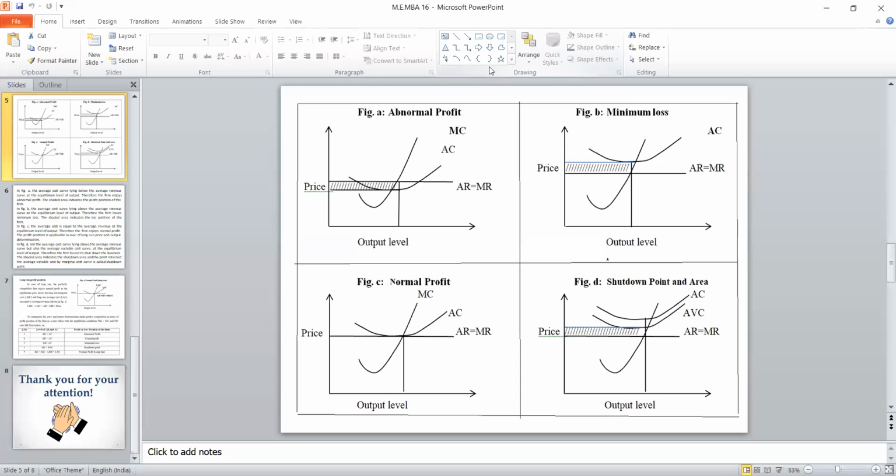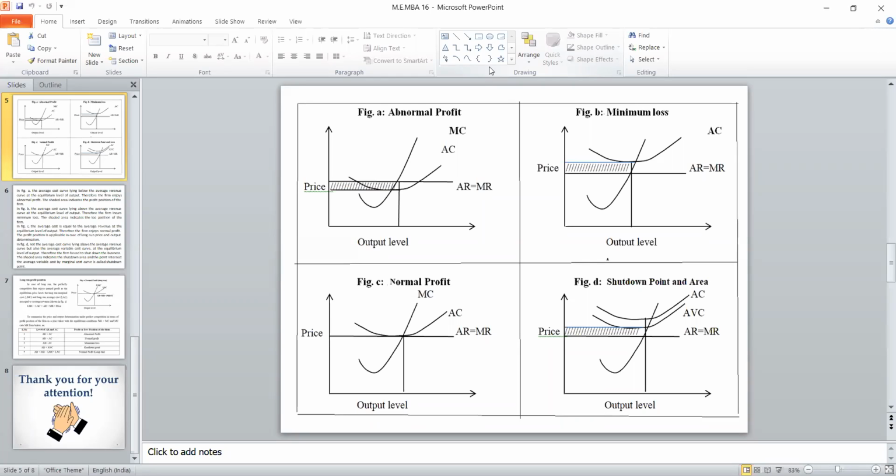You can see, at the point where MC cuts MR, we are drawing a perpendicular line, that is called the output level, that is the equilibrium output. That level is the price. The shaded area shows abnormal profit.